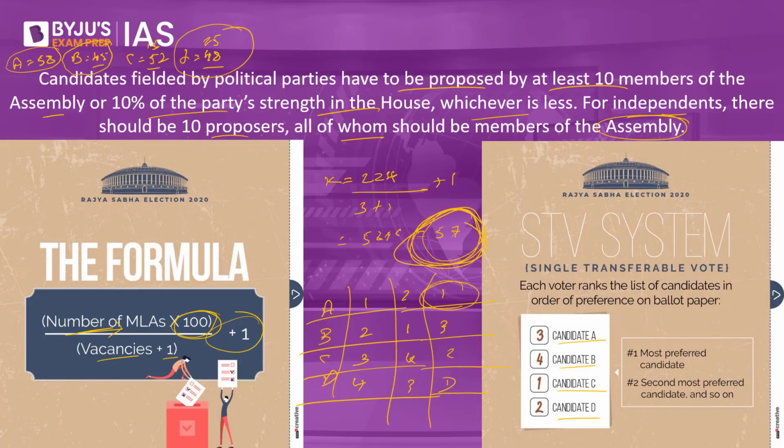So you have one particular person whose one vote is calculated, but if that particular person does not win, his vote gets transferred to another person, which is called a single transferable vote. Now there are other important factors with respect to Rajya Sabha that we may have to consider.